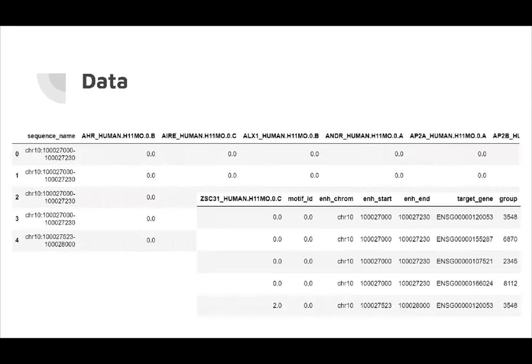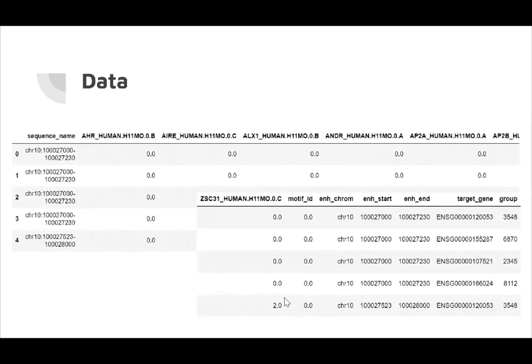It told us what chromosome it was associated with, as well as the start and stop coordinates, the gene it was associated with, and then most importantly, it also told us if that motif was present in our sequence. So you can see a lot of zeros in our data frame. A zero basically told us that that motif was not present in that specific enhancer sequence.